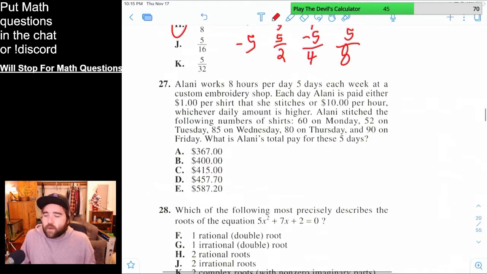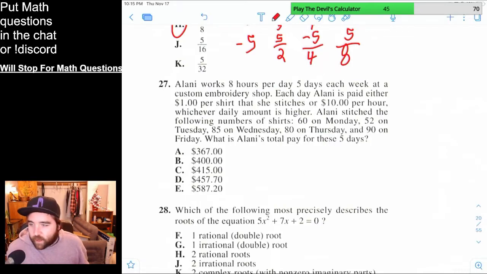All right, 27. Alani works 8 hours per day, 5 days each week at a custom embroidery shop. You feel for her. Each day, Alani is paid either $1 per shirt that she stitches or $10 an hour. Oh, brutal. Whichever daily amount is higher. Alani stitched the following number of shirts: 60 on Monday, 52 on Tuesday, 85 on Wednesday, 80 on Thursday, 90 on Friday. Oh, this question pains me.